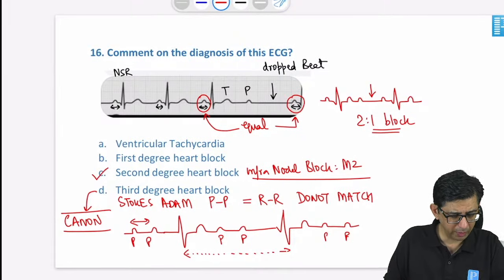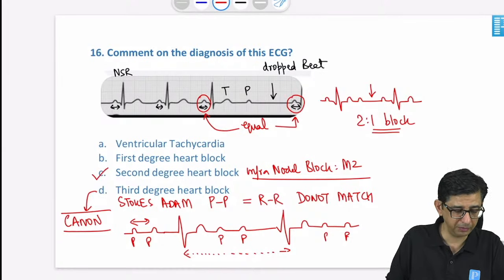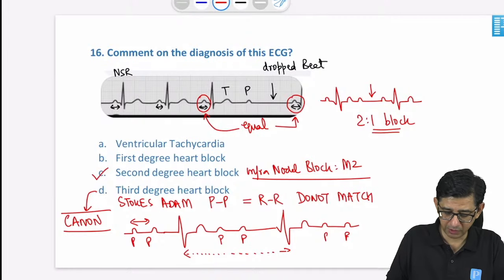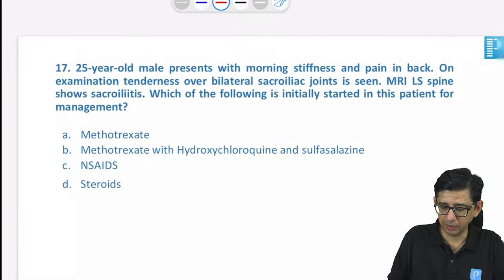Not stroke, Adam. I think that's a typing mistake. Stokes, S-T-O-A-K-E-S. That is Stokes-Adams syndrome. Stokes-Adams is a technical word for third degree, doctor. Okay, so I think we are sorted for 16th. Let's move on to the 17th one.